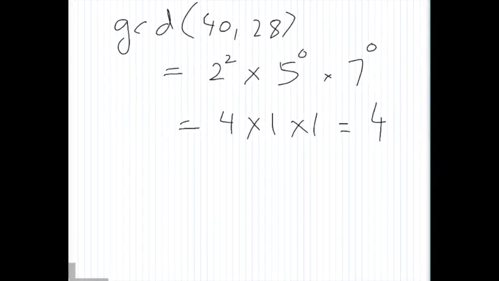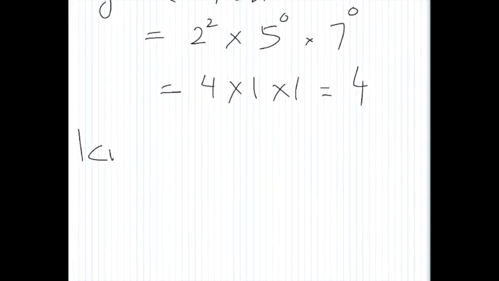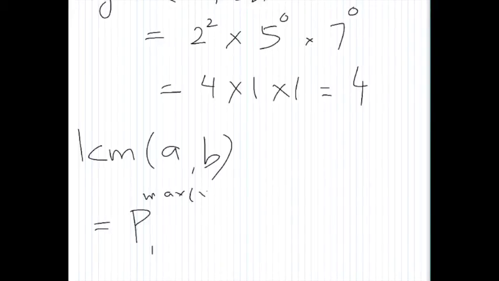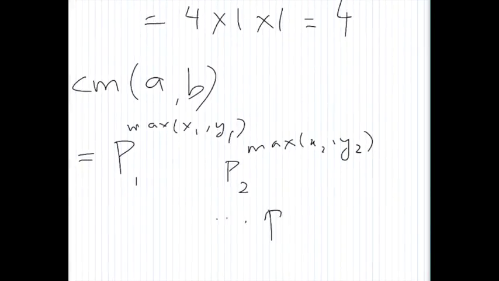Okay, now you must have guessed that the LCM of a and b is just the same thing with minimum replaced by maximum. So the LCM of a and b, where a and b are again written in prime factorization form, is equal to p1^max(x1,y1) p2^max(x2,y2) up to pn^max(xn,yn).